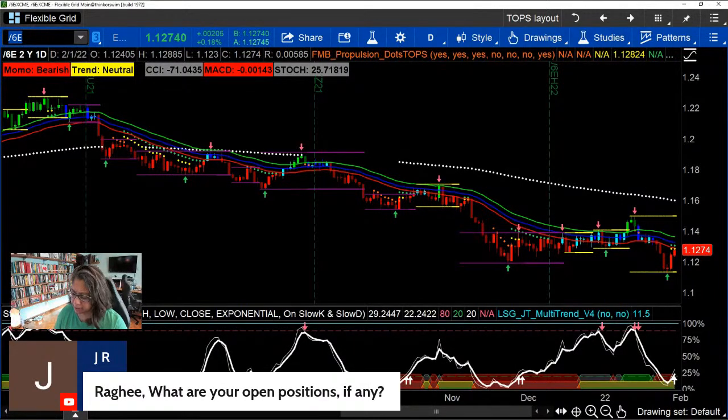I'm trying to think, because I've got my stock positions, I've got my options, and then futures. I'd say futures right now would be the open trades, but they're relatively mature open trades at this point.